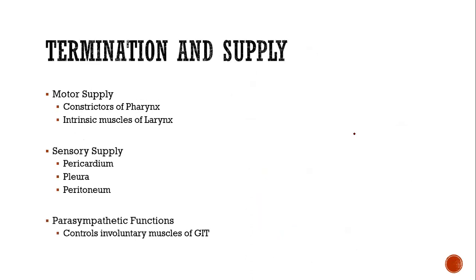So when it comes to functionality, as far as the motor supply is concerned, the vagus nerve supplies the constrictors of the pharynx and intrinsic muscles of the larynx, which I just told you earlier. As far as the sensory supply is concerned, it takes sensation from the pericardium, pleura, and peritoneum. And as far as the parasympathetic functions are concerned, it controls the involuntary muscle and the GIT.